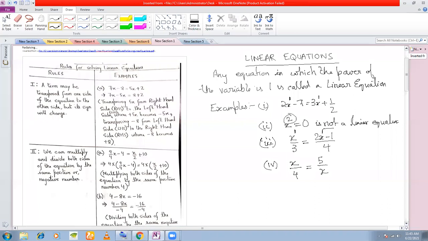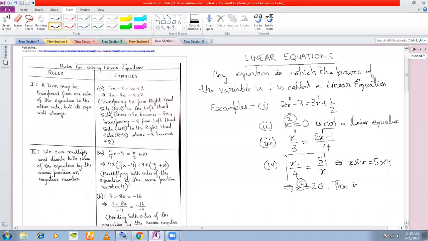Is this a linear equation? This is not a linear equation because if you cross multiply, you already know cross multiplication from your class 7, you'll get x into x is equal to 5 into 4. So that you get x square is equal to 20. So see that the power of x here becomes 2. So this is not a linear equation.